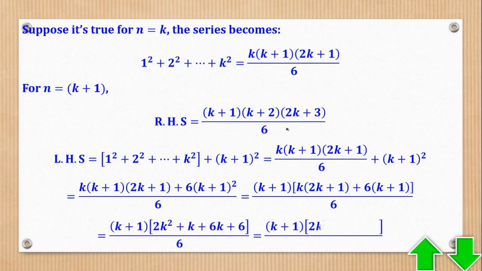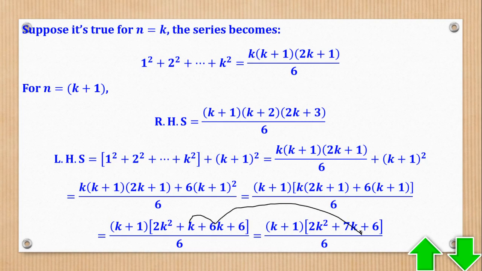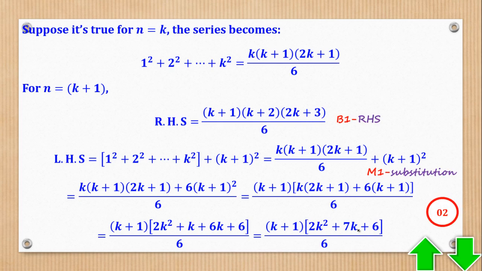1 is open brackets. So this with this is 2k squared. This with this is k. This with this is 6k. And this with this is 6. Then simplify. This and that is 7k. But I still need to factorize. So I'll need to look for factors whose sum is 7 and product is 12.